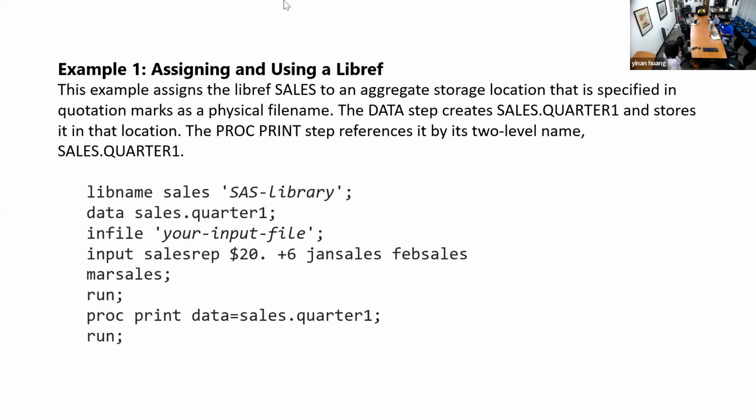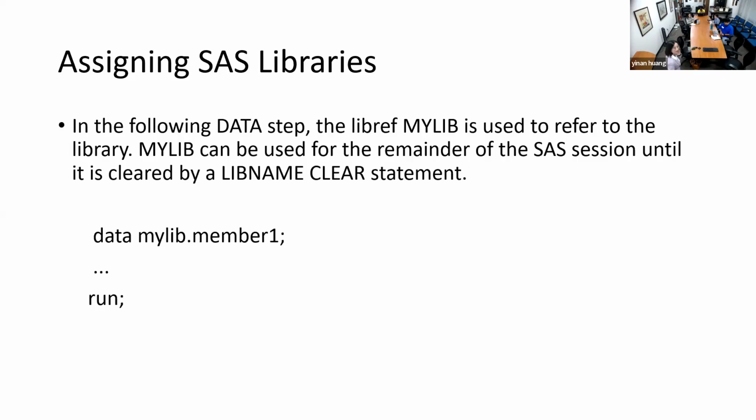We can get to that in the fourth or fifth part. We have more clarification there. This is the same example, like assigning a SAS library. Here we just create the library, whose name is called my library, and the member one is the file's name.